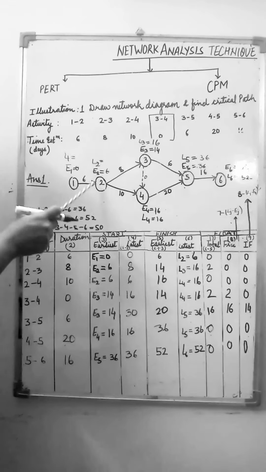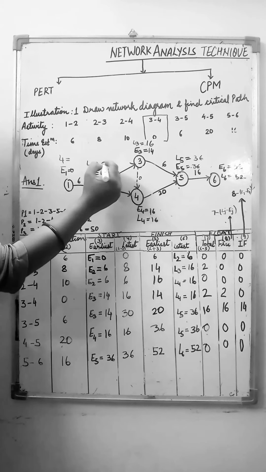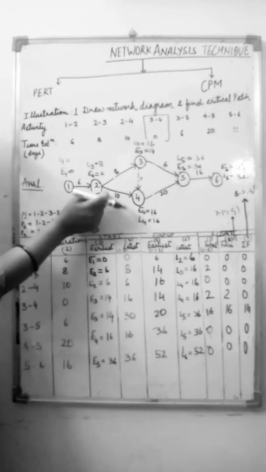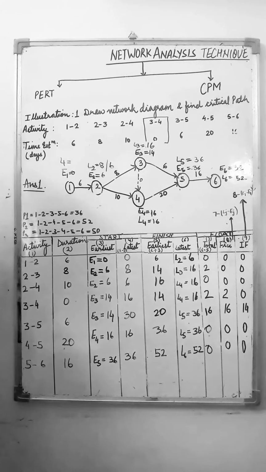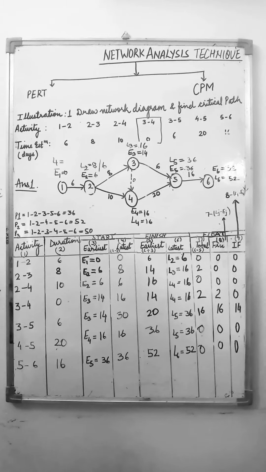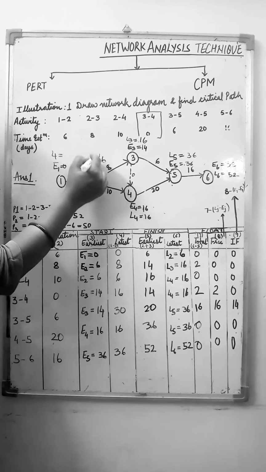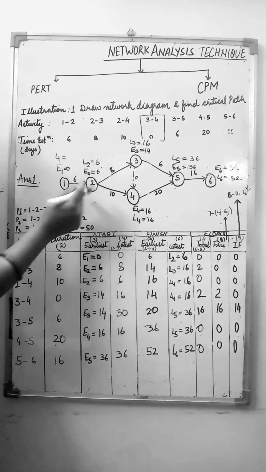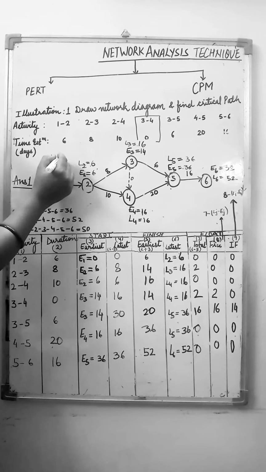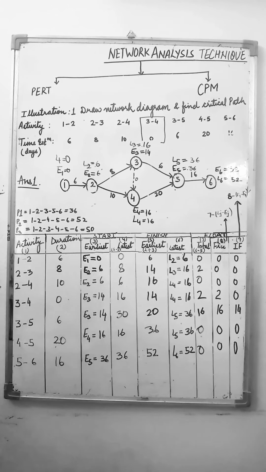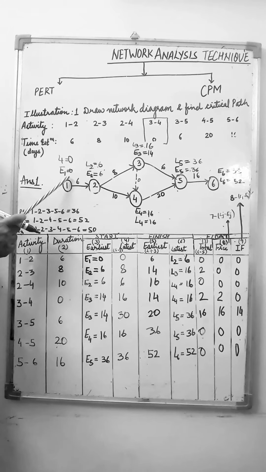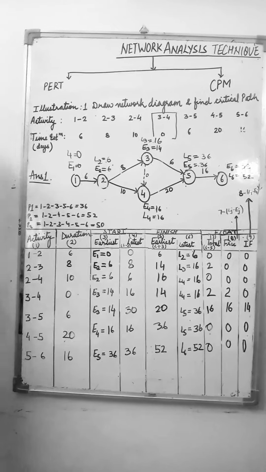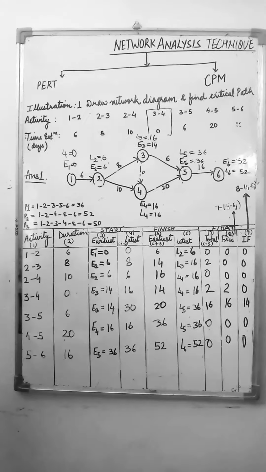Now we will move to L2. L2 is 16 minus 8 is 8. And another way is also there. That is 16 minus 10 is 6. So which value we will consider? We will consider the smallest value, that is 6, not 8. Right? L2 is 6. Now L1, 6 minus 6 is 0. So one thing you have to remember is that L1 is always 0 and the last event here, E6 and L6, are having the same value. In this way we can calculate the values of E and L.